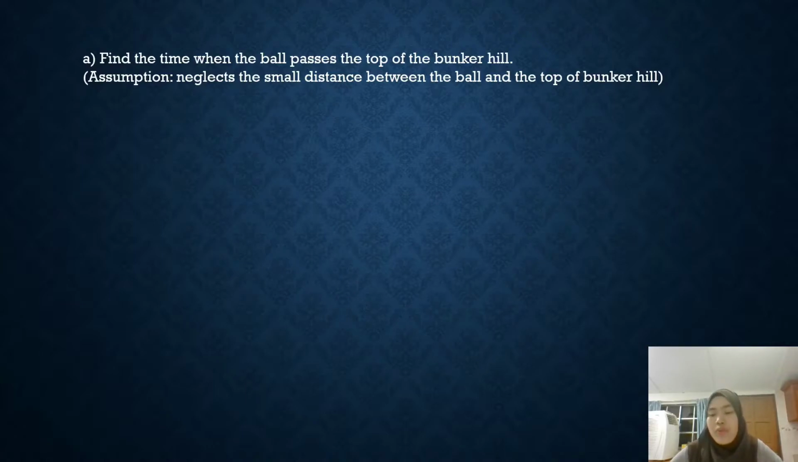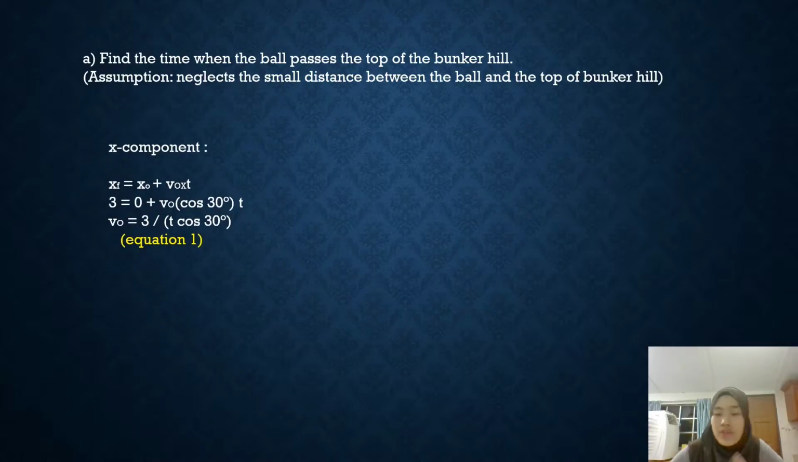So for projectile motion, we can distinguish it into two components, which are the x component and the y component. For the x component, we are going to use the equation x final equals x initial plus v initial times t. After inserting the values, x final 3, x initial 0, plus v initial cos 30 degrees t, v0, we will get equation 1.